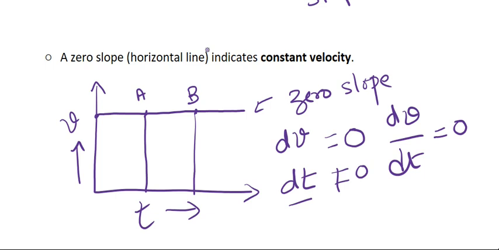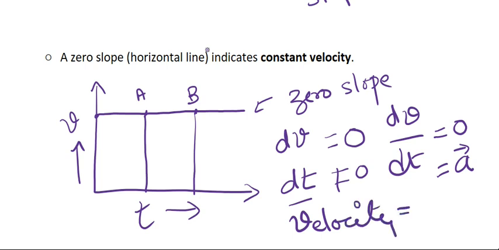And what does it represent on the velocity time graph? It represents that the acceleration is 0. Acceleration 0 means there is no change in the velocity of the object with time, in other words, the velocity of the object is a constant quantity. So this is one of the aspects of the velocity time graph.